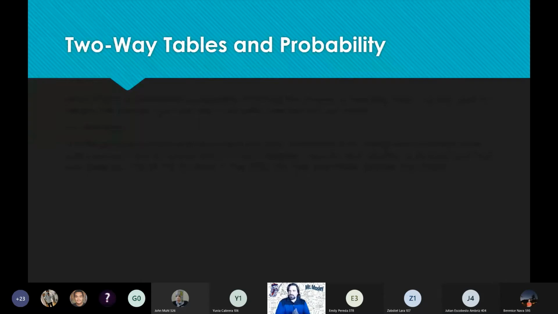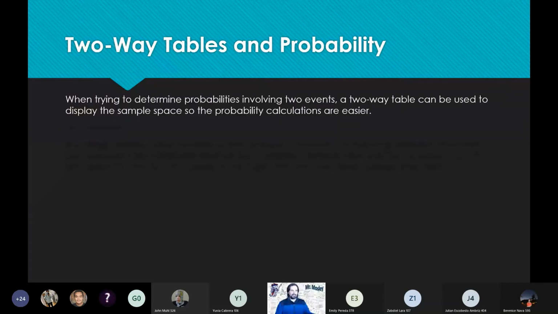So first, we're going to talk about two-way tables and probability. When trying to determine probabilities involving two events, a two-way table can be used to display the sample space so the probability calculations are easier. It's an organization tool.